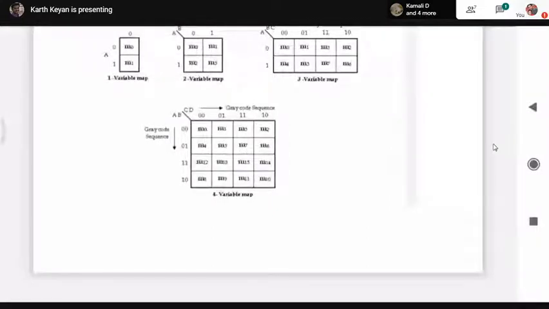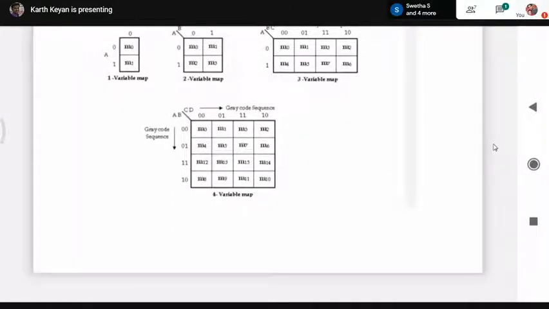We'll go for the 4 variable map. How do I start with my grouping? First, you have to check whether the entire 16 cells have 1. No, I don't have all 16 cells as 1. Then you will move on to 2 power 3. Is it possible to cover 8 cells? You have to check. This is the way you approach it.